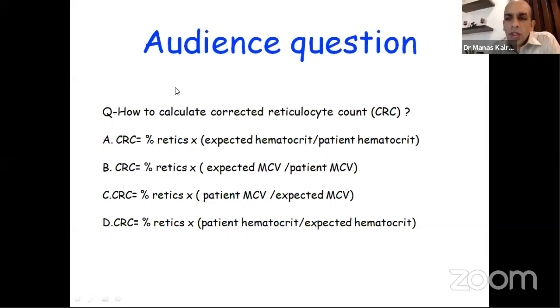Sir, we are halfway through the time. We have done B12 folic acid. We have done acute leukemia. We are halfway through. Okay.